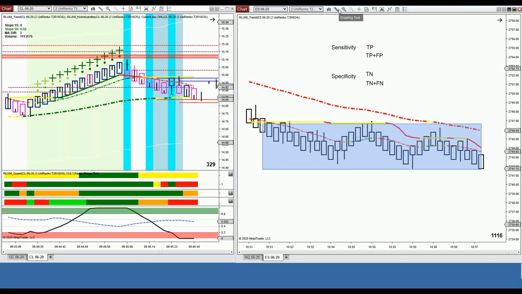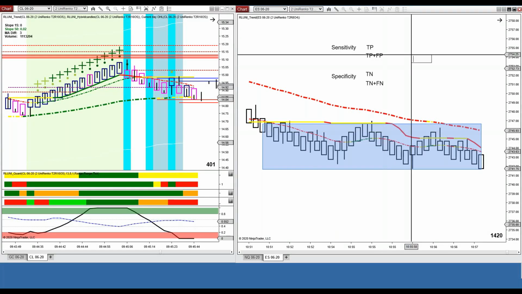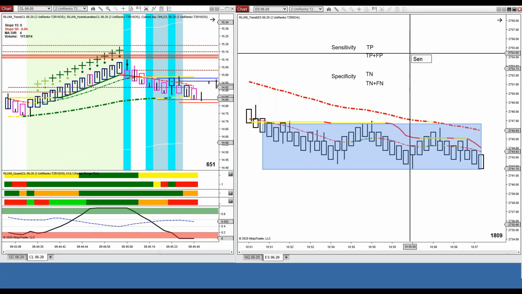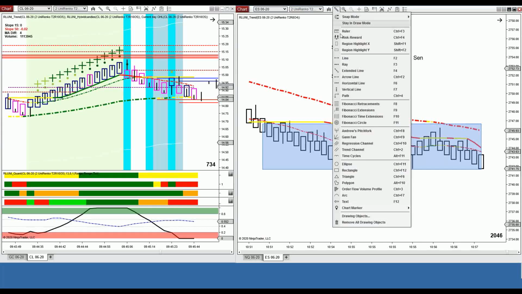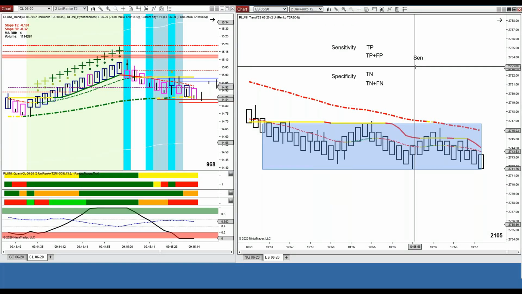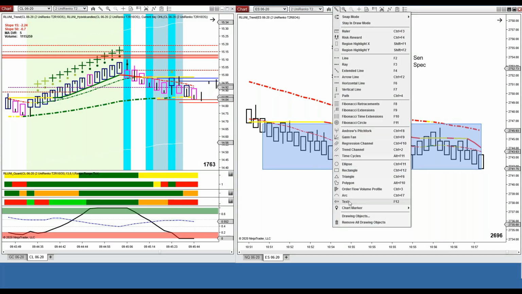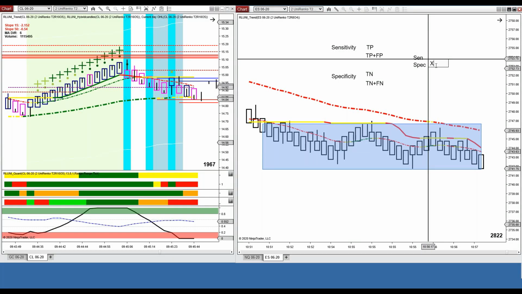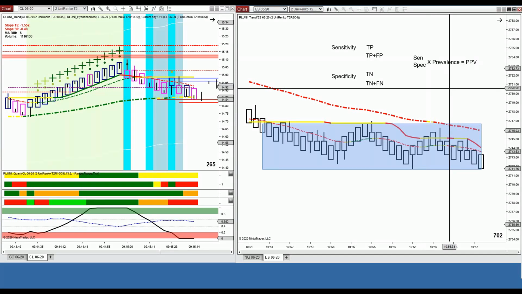Because I'll show you one more thing, which I'm telling you no one ever sees. And I'm just going to abbreviate it. It's sensitivity. I hate having to make different lines. I don't know how else to do this. But it's sensitivity over specificity. And here's really what matters. Multiplied by prevalence equals your positive predictive value. What is your positive predictive value? That's the number of winners you get.